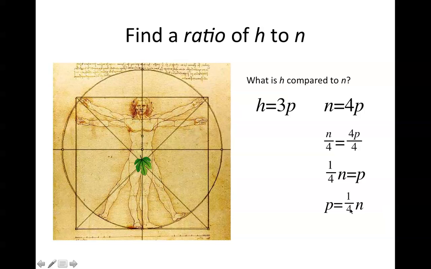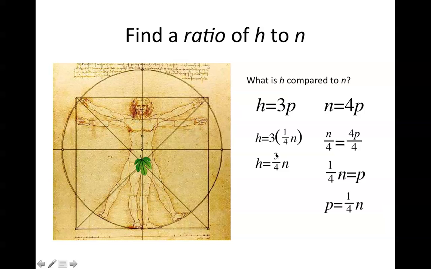P is equal to 1/4 N, so we can substitute 1/4 N for P up here. So back to this side, we'll write not H equals 3P, but H equals 3 times 1/4 N. If we simplify that, H is equal to 3/4 N. And that is the ratio of H to N. H is 3/4 of N. And it sort of makes sense, doesn't it? Does this look like about 3/4 from the head to the chin of the whole distance from the head to this line? Sure.